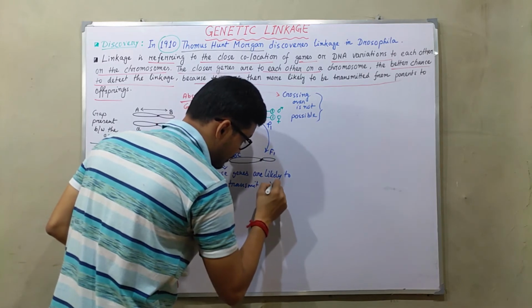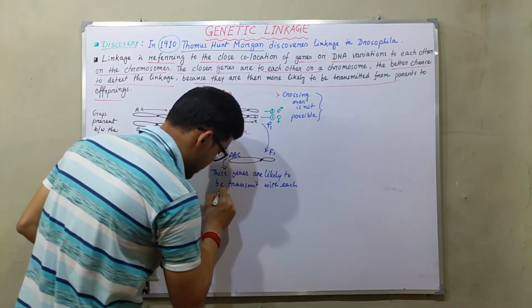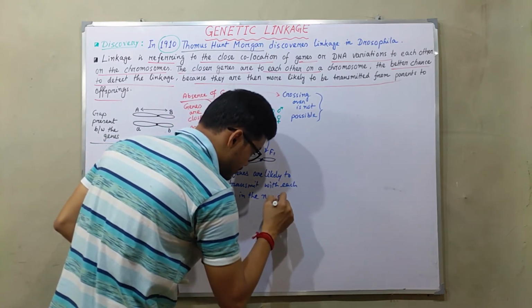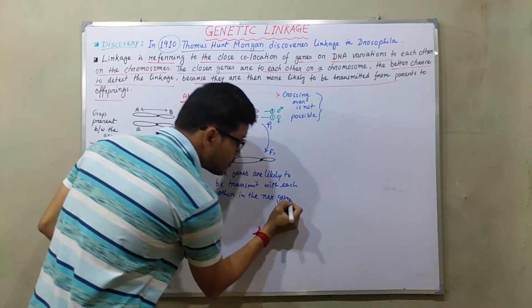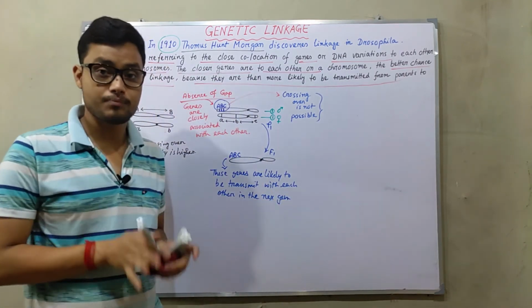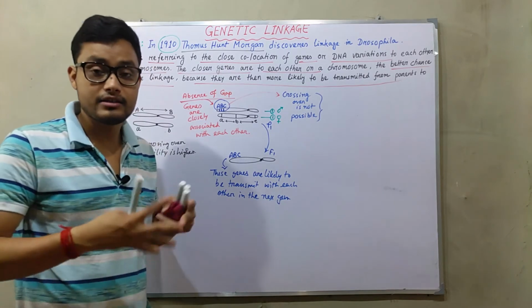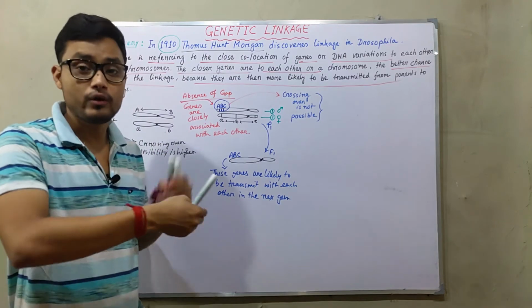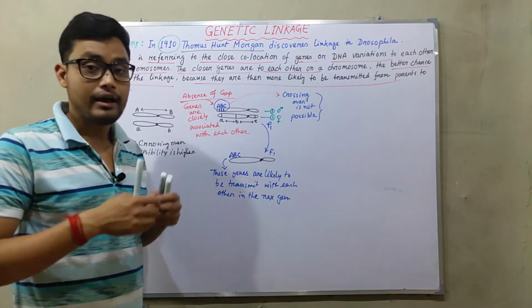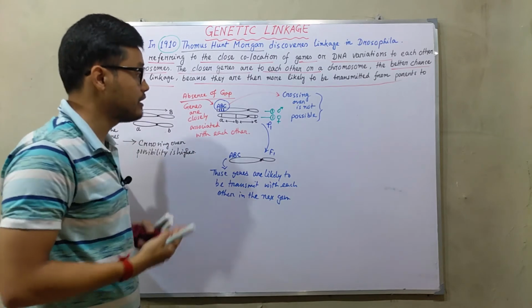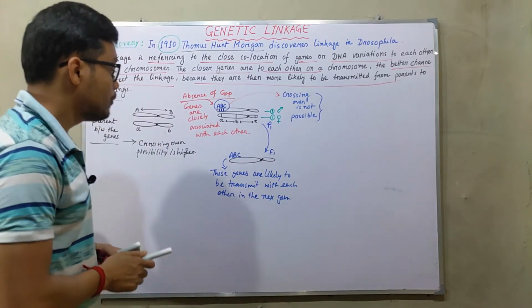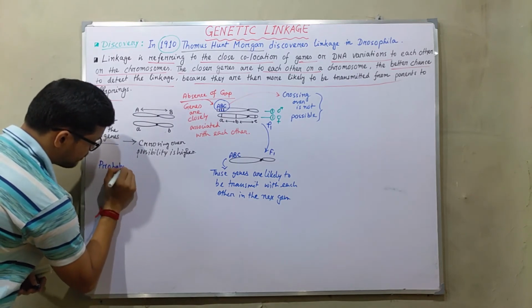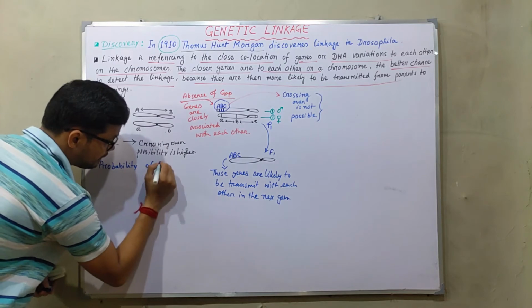So whenever there is a close association between the genes and a low frequency of crossing over, the genes are inherited together from parent to offspring, and this phenomenon is known as linkage.